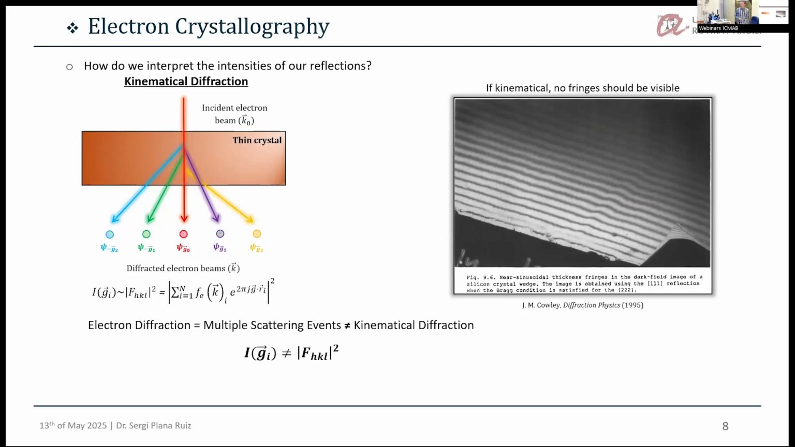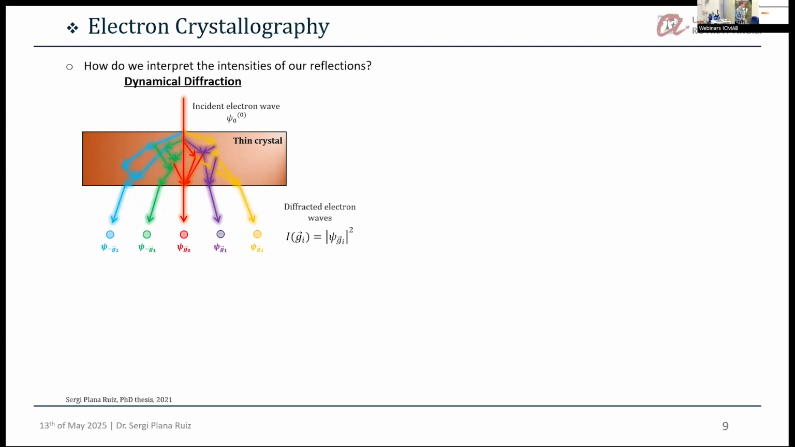Okay, so dynamical diffraction theory. This is what we do, or what we think happens. We have an incident electron wave, and each beam can scatter more than one time through the crystal, and at the end of it we have our precious beams from which we can collect the intensities.